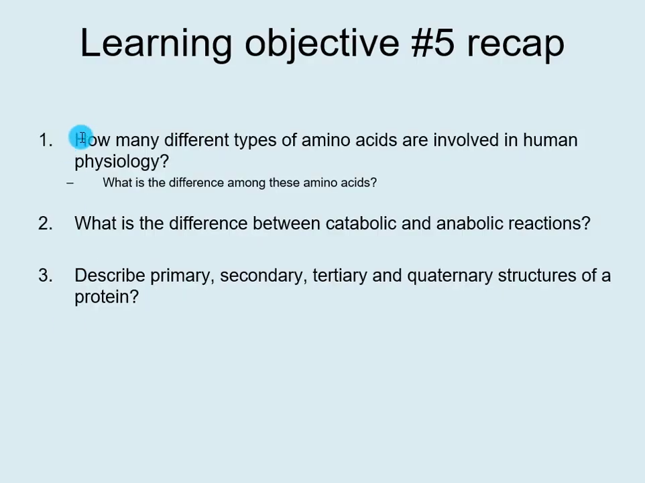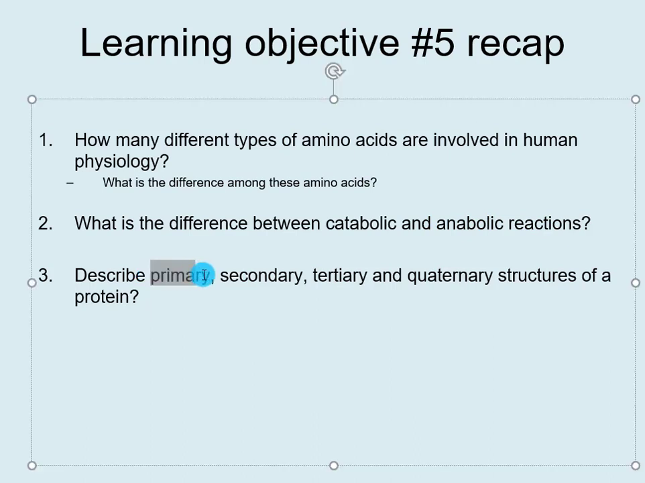All right, let's wrap it up. 20 different amino acids. The difference among all those is the R group. The difference between catabolic reactions, which break things down, and anabolic reactions, which build things up. Now you understand. And now you know that primary structures are the spelling of a polypeptide. Secondary structures are regional foldings that take on two characteristic forms, either an alpha helix or a beta pleated sheet.